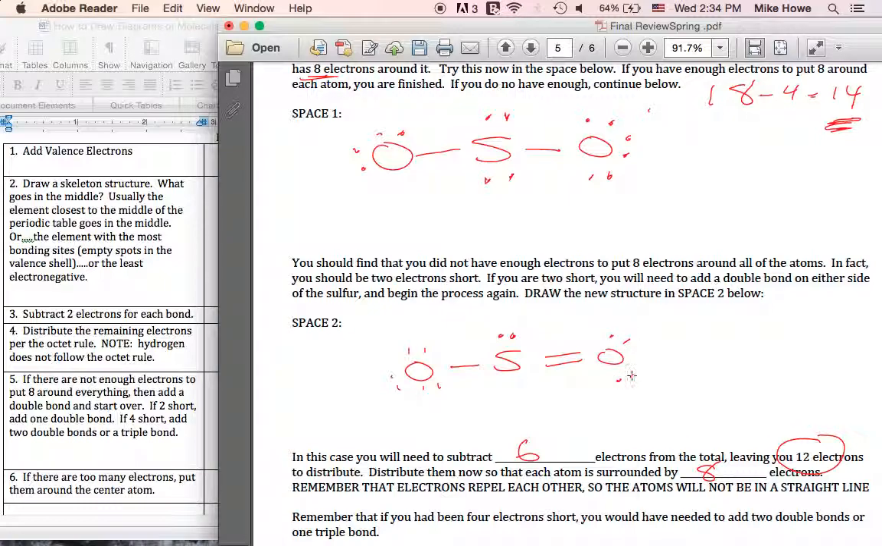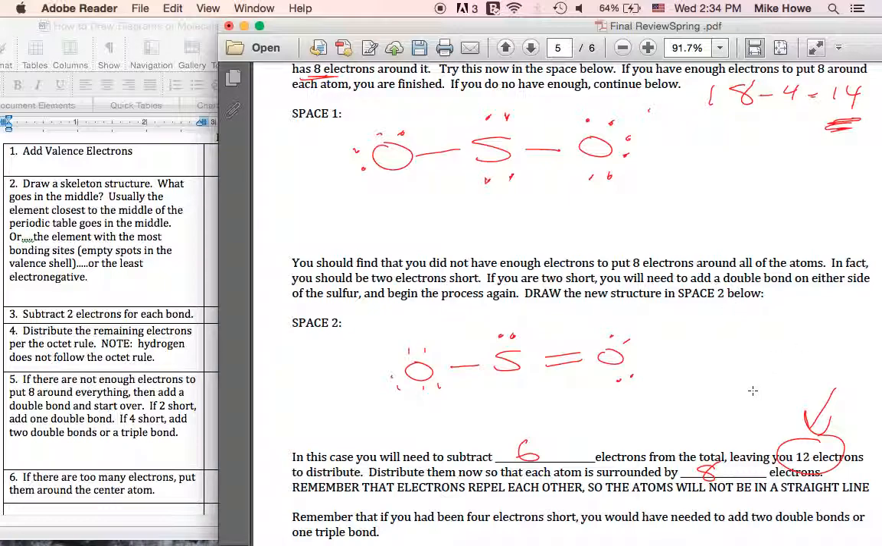Now I forgot to check. How many loose dots do we have? 12. How many have I put in? 1, 2, 3, 4, 5, 6, 7, 8, 9, 10, 11, 12. Is there 8 around everything? 2, 4, 6, 8. So yes, there's 8 around everything.